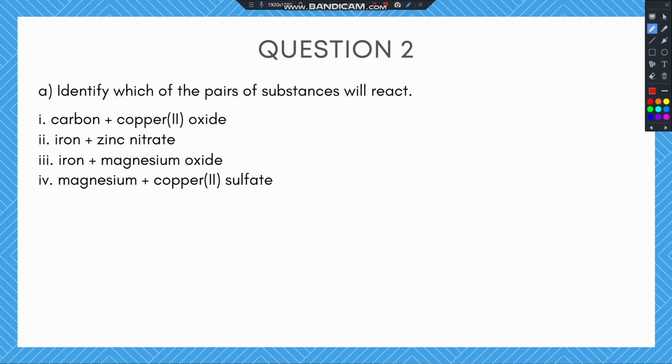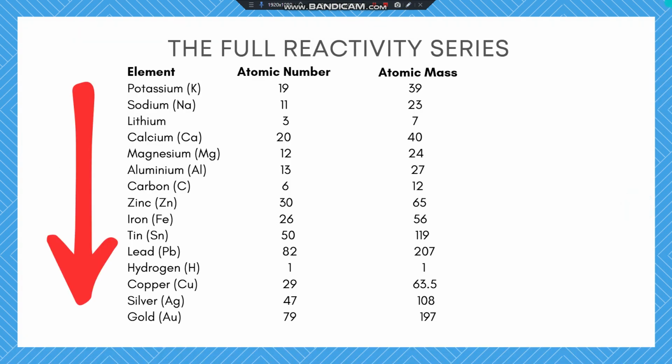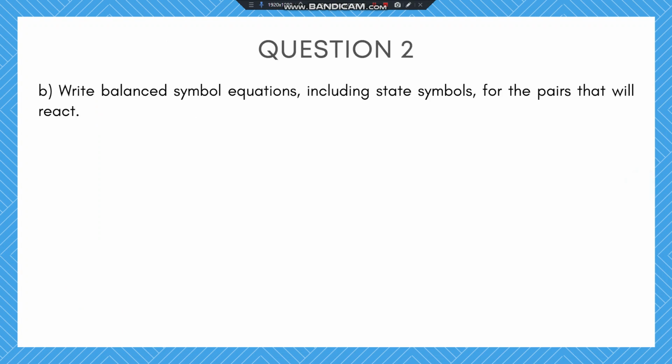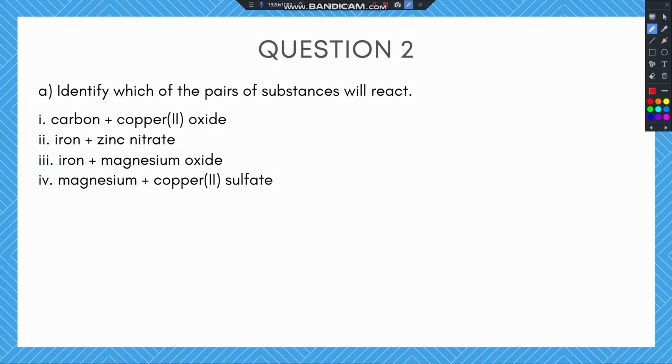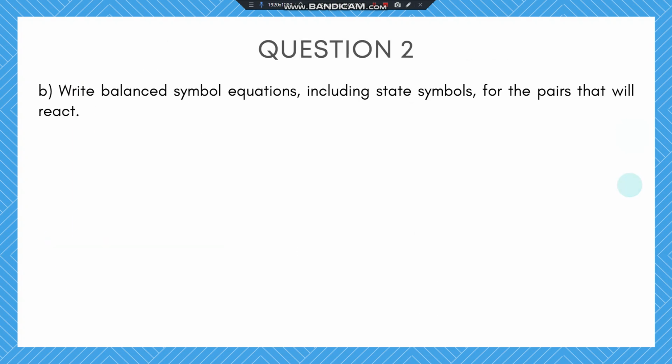So the second aspect of this question asks us to do something interesting. It says write balanced symbol equations, including state symbols, for the pairs that will react. We already know the pairs that will react. The first pair and the last pair will react. So we have the first pair, which is carbon and copper 2 oxide. So we have carbon. Let's write it out.